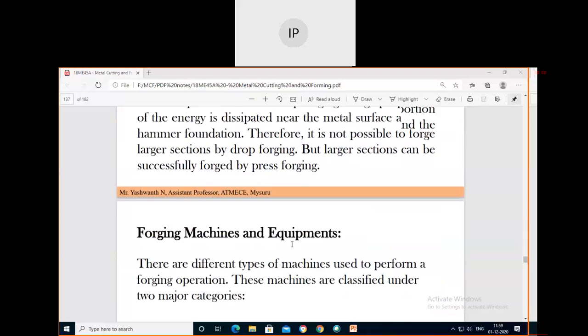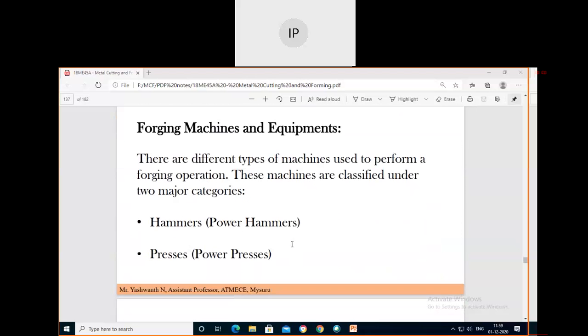Now let us see what the different machines and equipment of forging are. There are different types of machines used to perform forging operations, and these machines are classified as: the first one is hammers, also called power hammers, and the second one is presses, or power presses.